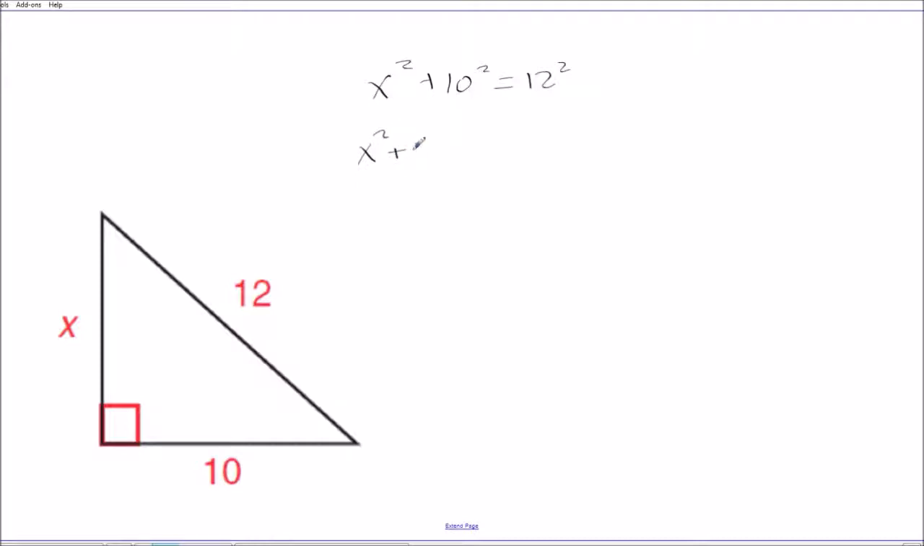So x squared plus 100 equals 144. And then I'm going to subtract 100 on both sides. And I'll actually write that in, minus 100, minus 100. And I get x squared equals 44. I take a square root.